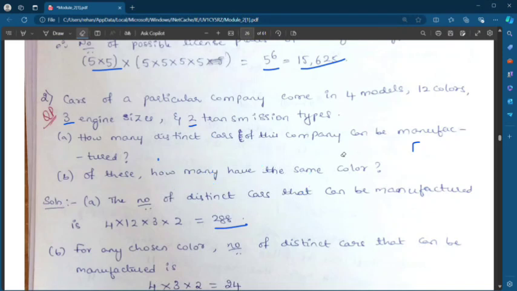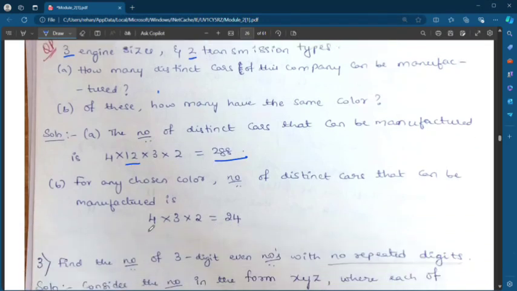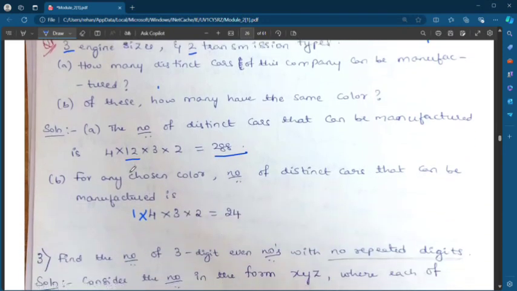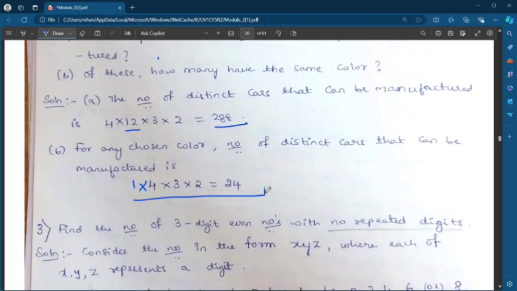So now sub question B: of these, how many have the same color? So how many cars will have the same color? Now what I will do is, instead of 12 colors, I will only take one color, because I need the same color, right? So for all these cars, except for colors, I take 4 types of model, 3 types of engine, 2 types of transmission, but only one color. Instead of 12, only one I'm taking. So here we multiplied by 12, but now instead of 12 I will do only one. So these many cars I'll have with only one same color.